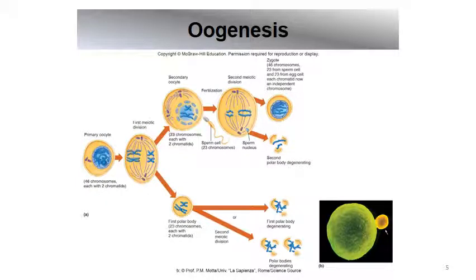So that's what we're seeing on this picture, kind of what I tried to draw for you guys. The primary oocyte goes through the first meiotic division. You get a secondary oocyte and a first polar body. Then only if it's fertilized do you get the second meiotic division. And then you get the ovum, zygote, and the second polar body.